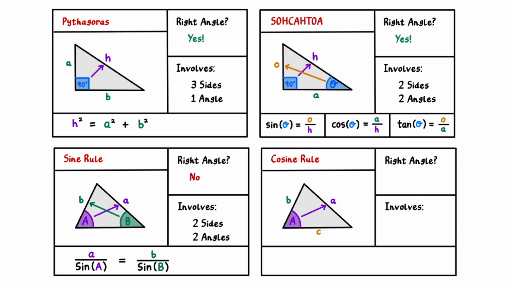The cosine rule is also a general method which does not require a right angle. Given an angle, capital A, and the 3 sides, A, B, C, we have a squared equal to b squared plus c squared minus 2bc times the cosine of A. Counting the sides and angles, we have 1, 2, 3 sides and 1 angle.